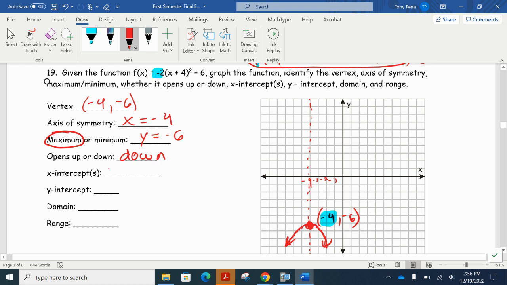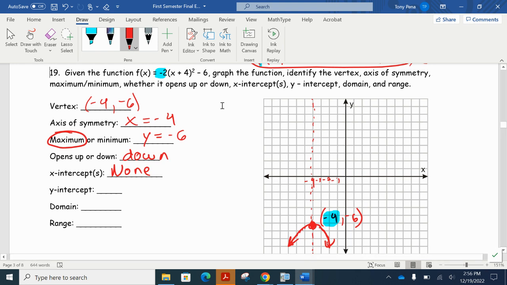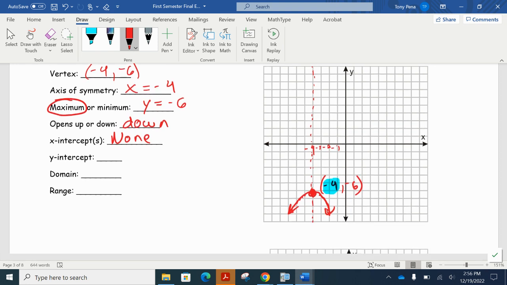Your x-intercepts, there are none. Okay, since this is down here, opening downwards, there is no x-intercept. Your y-intercepts, if you look, this thing will eventually, if it comes down here, intercept the y-axis as we get really far down. So we just want to figure out what that is.